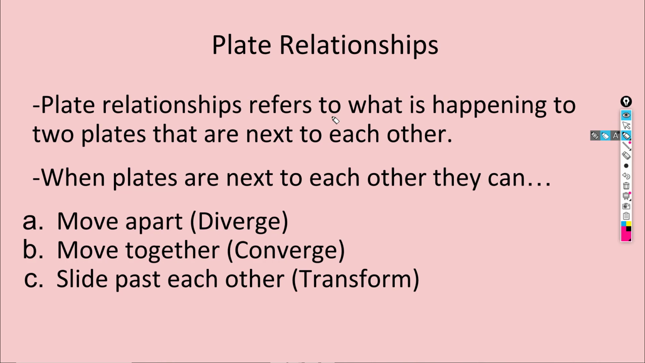Plate relationship refers to what's happening to two plates that are right next to each other, okay? So these are plates along what we call a plate boundary. One thing I need you to understand is that plates will either move away from each other, which is known as divergence, move together, which is known as convergence, or slide past each other, which is known as a transform boundary. There are essentially three relationships, okay?